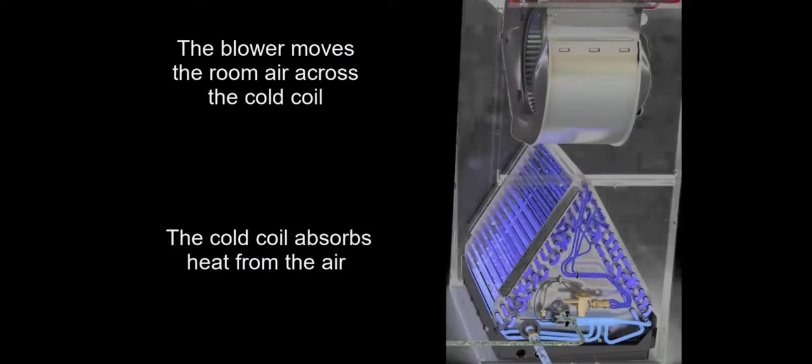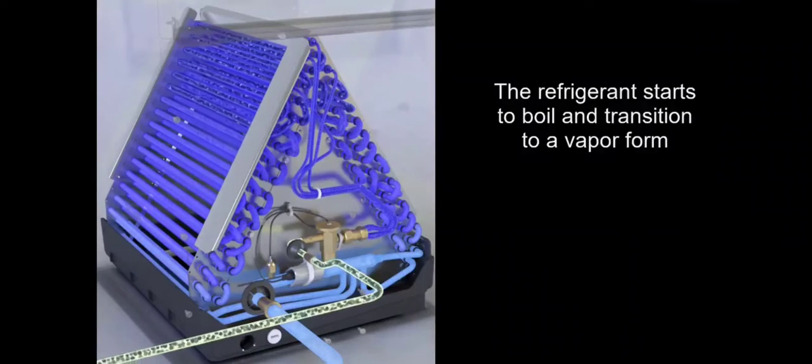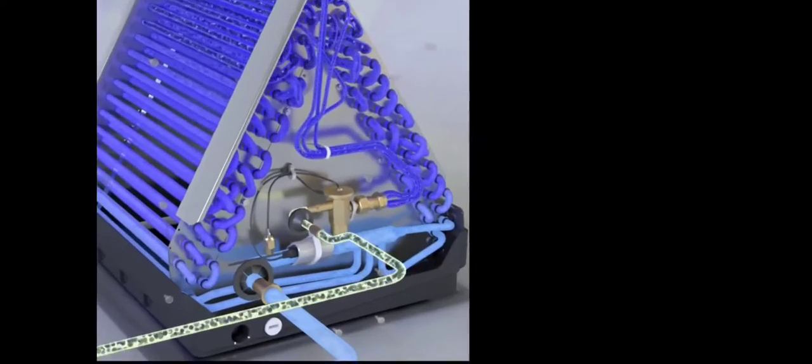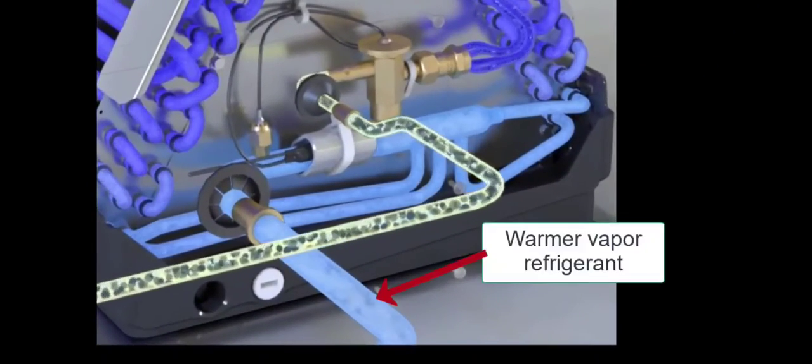Now the indoor motor is moving that room air, at about 75 degrees, across that cold coil. And that coil is absorbing heat from that air. And this absorption of heat causes the refrigerant to transition from that liquid back to that vapor form. And when the refrigerant leaves the coil, it should be pure vapor with a temperature typically between 50 and 65 degrees.